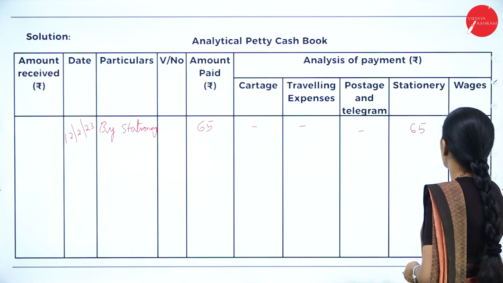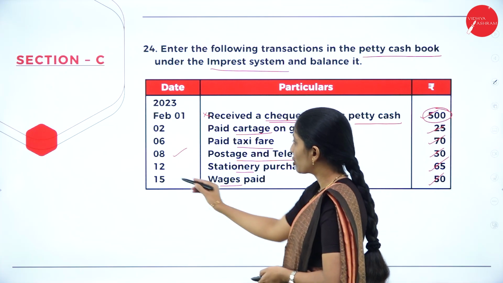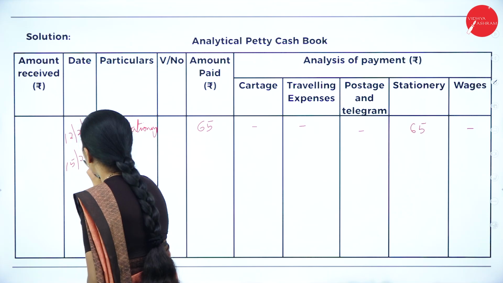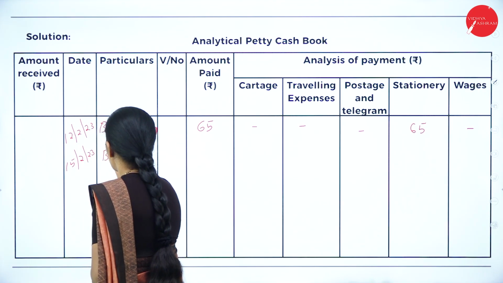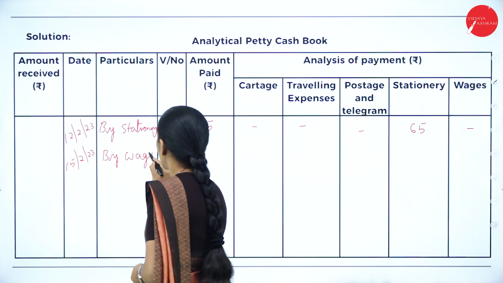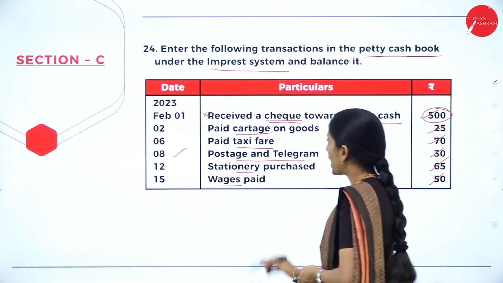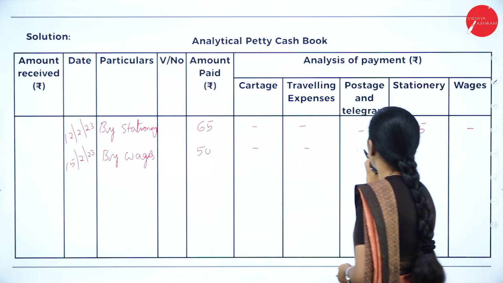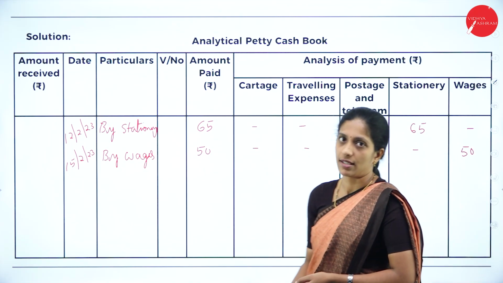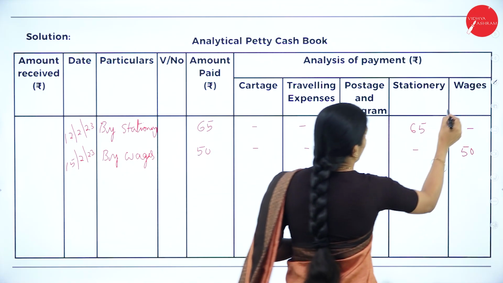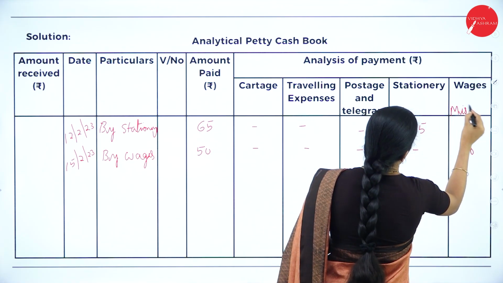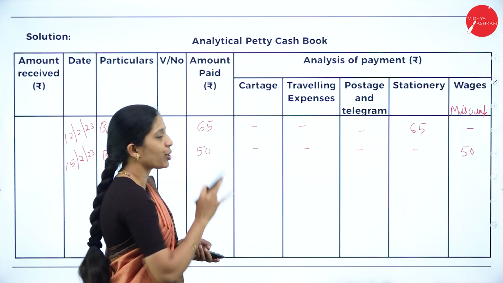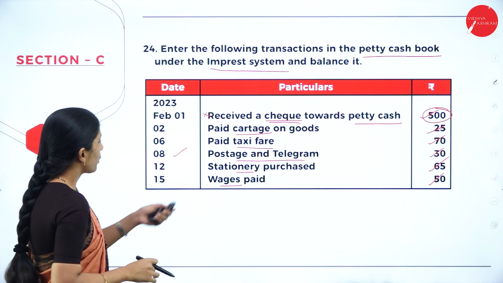So where do we write stationery? Here, under stationery. Next, after 12th, it is 15th, wages paid. So 15/2/23 by wages. By wages. So what is the amount paid? That is 50 rupees. So 50. So it comes under other expenses, or you can write it as wages, or you can write it as miscellaneous expenses also. Okay, so 50 rupees. Now hope you are clear about it. So we have written all the transactions. So we are done with it.